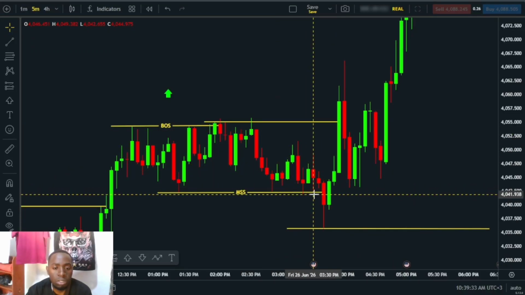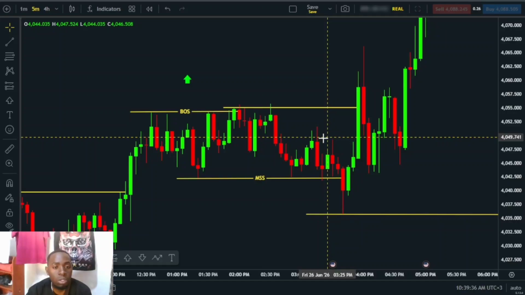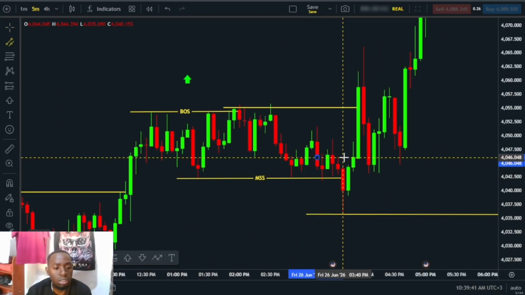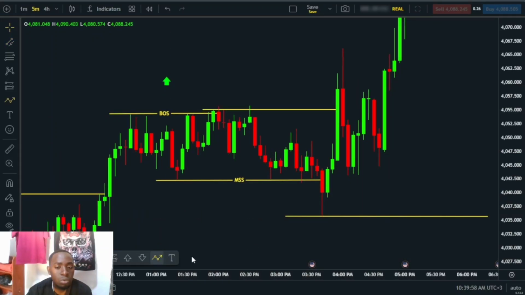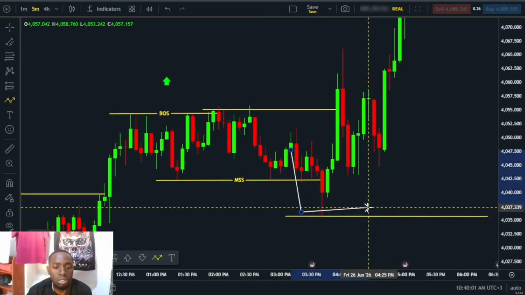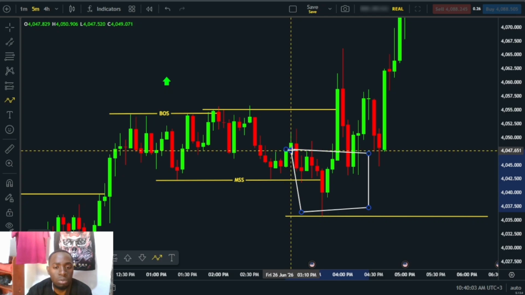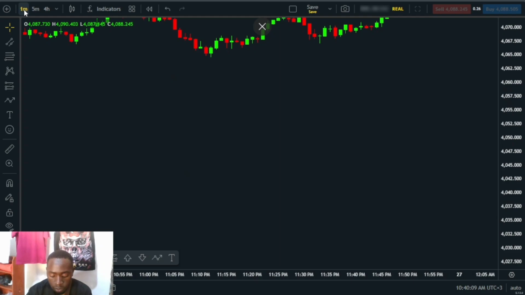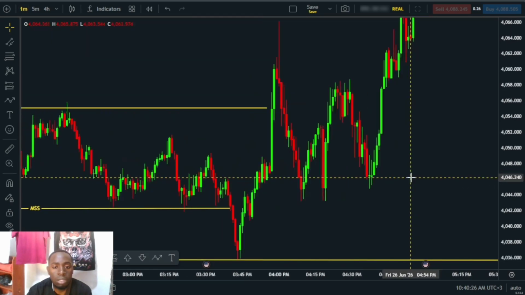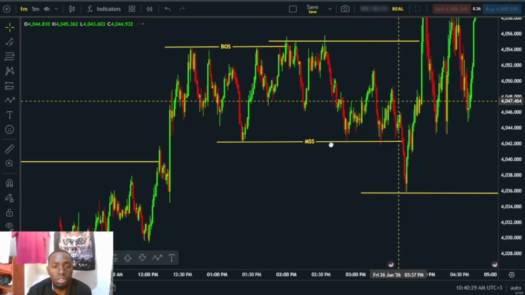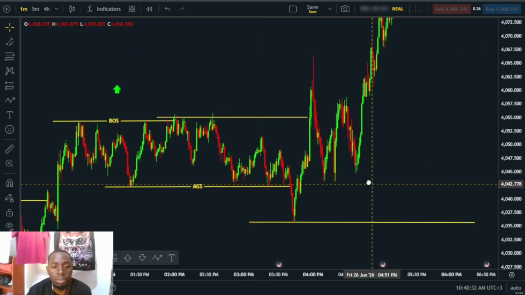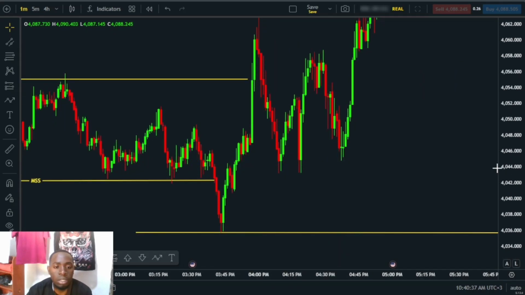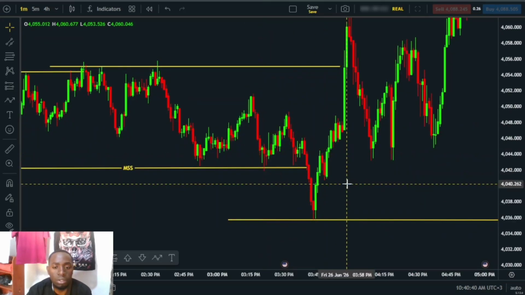So after the market created this 5 minute market structure shift, what do I do next? You see along this zone right here, I just wanted to highlight along this zone right here. I drop down to the lower time frame, and that's the 1 minute. So this is what you see on the 1 minute when you zoom in. We are here after the market structure shift, around this area right there.